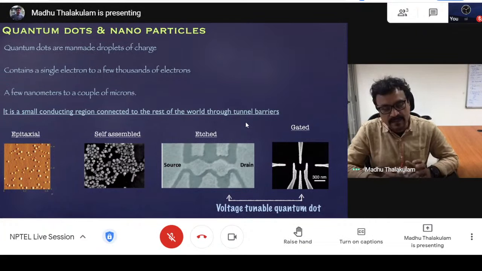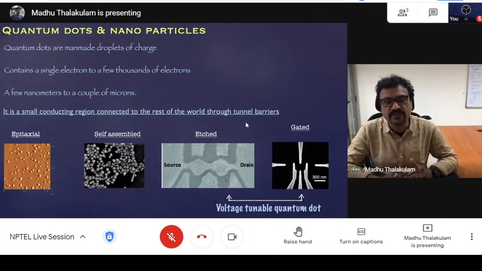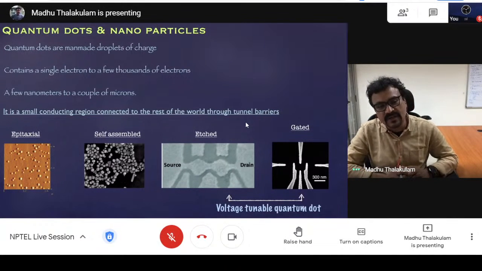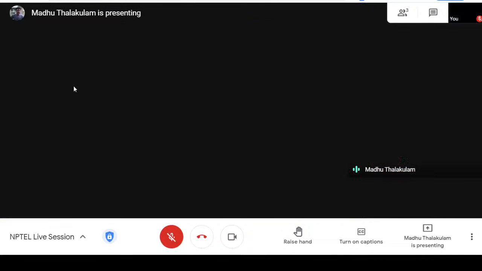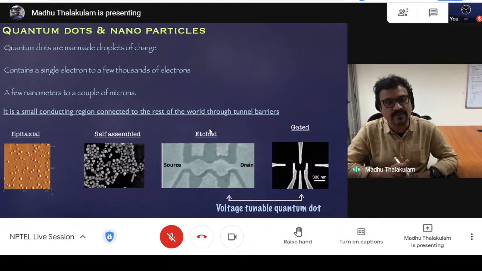I also want to make the distinction right here that quite often quantum dots and nanoparticles are used synonymously, but they are not. That is not true. Nanoparticles are nanometer-sized grains or particles which do not need to be conducting, and they do not need to show any quantum mechanical effects either. But quantum dots don't need to be nanometer scale. Those are quasi zero-dimensional structures exhibiting quantum mechanical effects of electrons or transport.